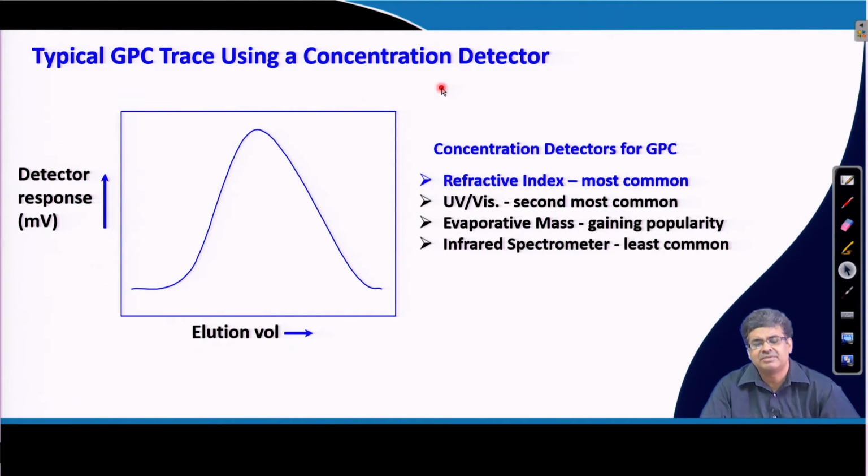There are different types of concentration detectors possible. The most popular is the refractive index detector. It could be a UV visible detector, but these are of limited use because in this case the polymer has to be UV visible active. There are other detectors as well which are slowly becoming regular usage, but the most frequently and commonly used concentration detector is the RI detector.